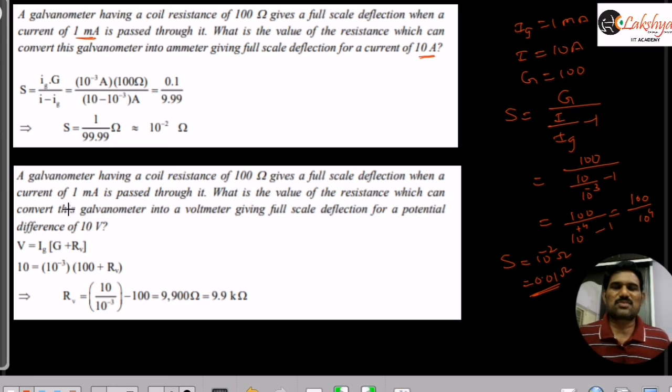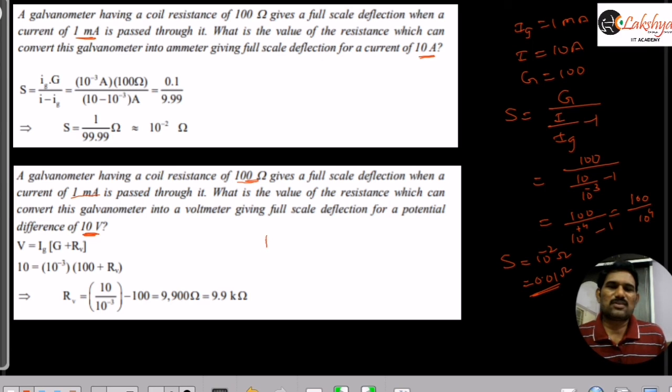Similarly, the next problem based on this: a galvanometer having a coil resistance of 100 ohms gives a full scale deflection when a current of 1 milliampere is passed through it. What is the value of resistance needed to convert this galvanometer into a voltmeter, giving a full scale deflection for a potential of 10 volts? Here the Ig value is again 1 milliampere, the V value is 10, and the resistance of the galvanometer is 100.